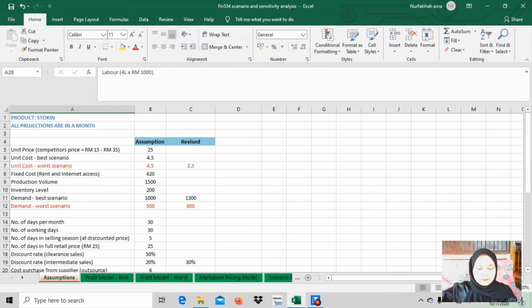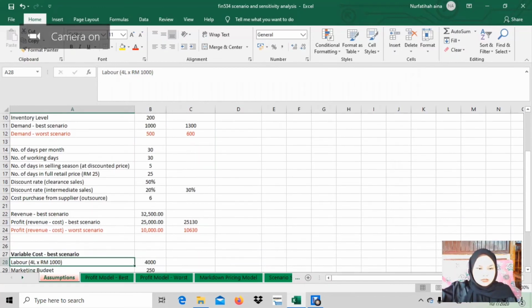So in conclusion, after doing all the models, I can say that for demand, the best scenario is 1000 units, and the worst scenario is 500 units. But when I calculate with the model, I found that the demand for the best scenario is 1300 units, and the demand for the worst scenario is 600 units. I need to do a lot of promotion activity to get higher demand from my customer.